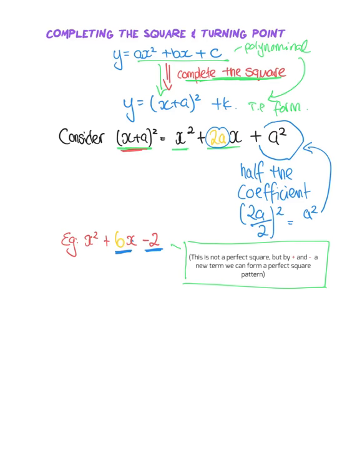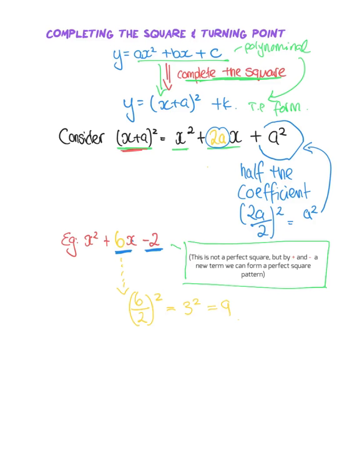To find the term that we're going to add and subtract, we halve the coefficient next to the x, which is 6. So you halve the coefficient of x, and then you square it. 6 divided by 2 is 3, and then we square it, so it would be 3 squared, which equals 9. So we're going to add that into our equation.